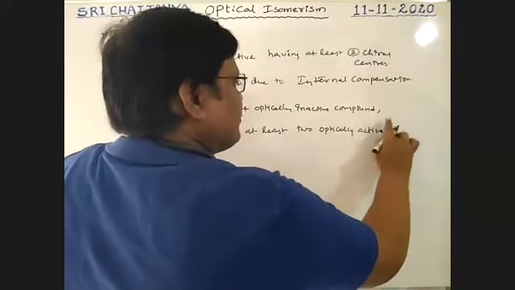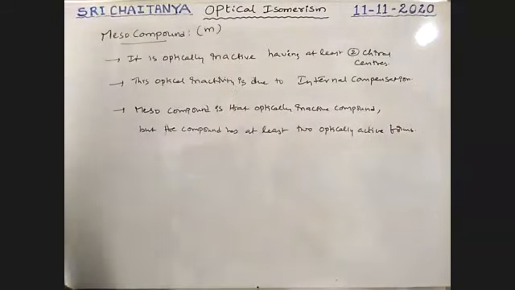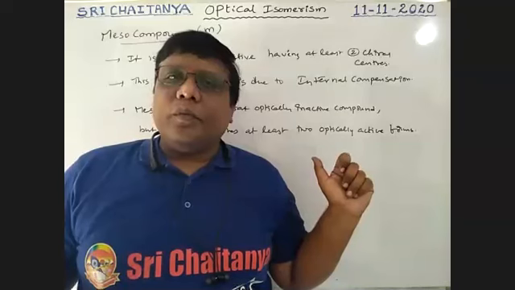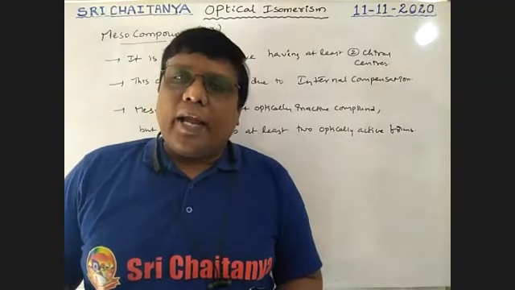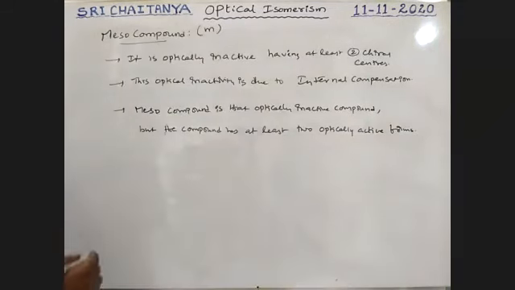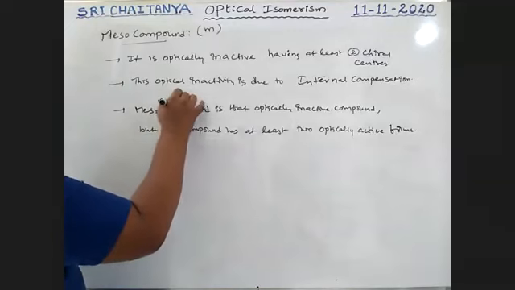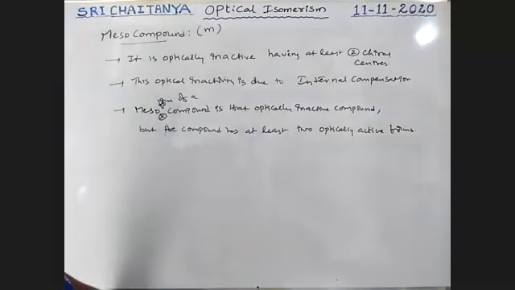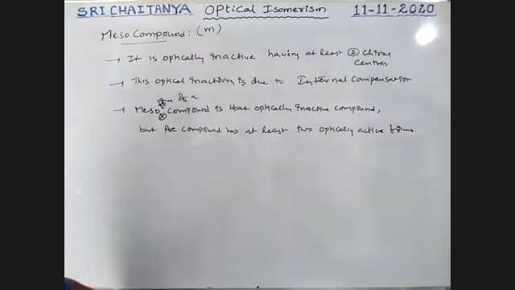Optically active forms. At least two optically active forms. Boys, that compound, one of the forms is the meso compound, but that compound has other optically active forms, and those are enantiomers. See here, the meso form of a compound is that optically inactive form, but it has at least two optically active forms. Let us take an example.